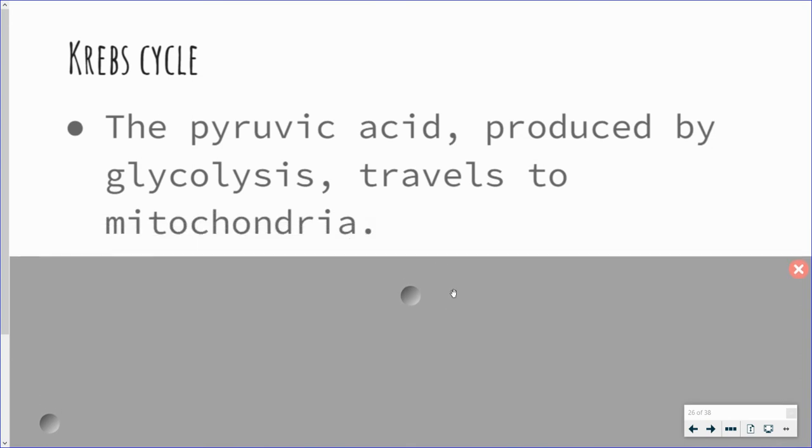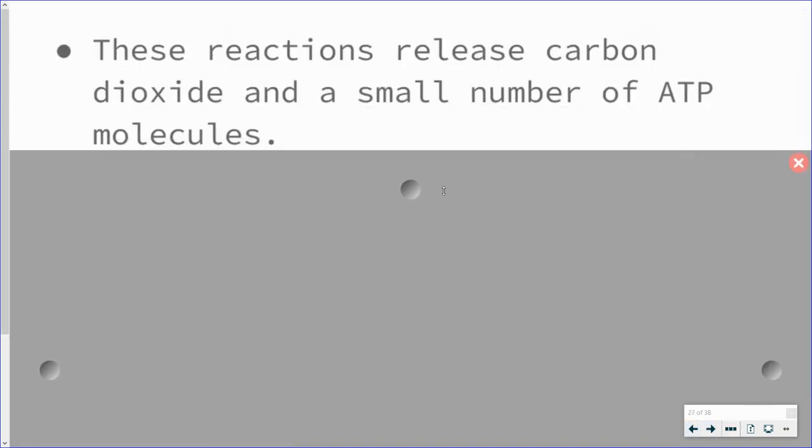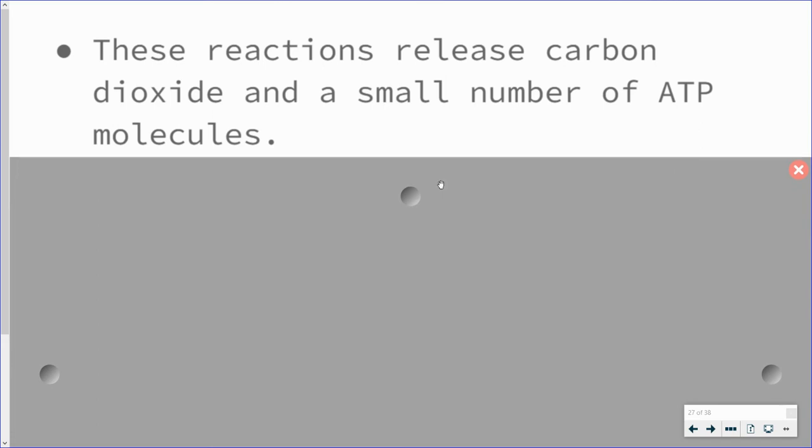So again, Krebs cycle starts with pyruvic acid. There are two pyruvic acids produced from every one glucose molecule. So the reaction we're going to see here happens twice for every glucose molecule that's broken down. It is a series of reactions, but again, we're going to summarize it as a single chemical equation. This is where the carbon dioxide is produced. Carbon dioxide is one of the products of the Krebs cycle, one of the waste products, and a small number of ATP molecules.